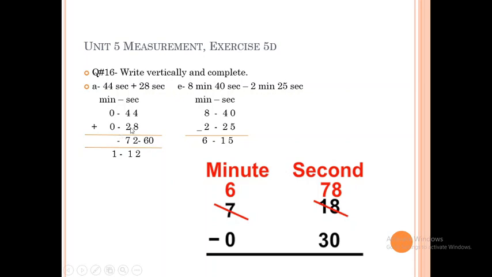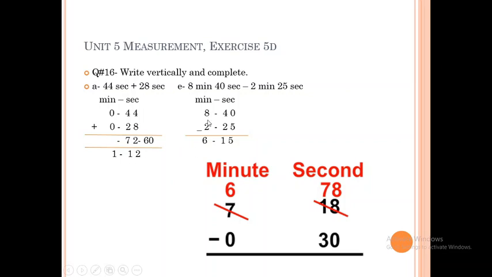See this one? And 44 plus 28, answer is 72. As these 72 seconds are more than 60, so subtract 60 from here. 12 is remaining here, and this 1 minute will move to the column of minute. It is 1 minute and 12 seconds.